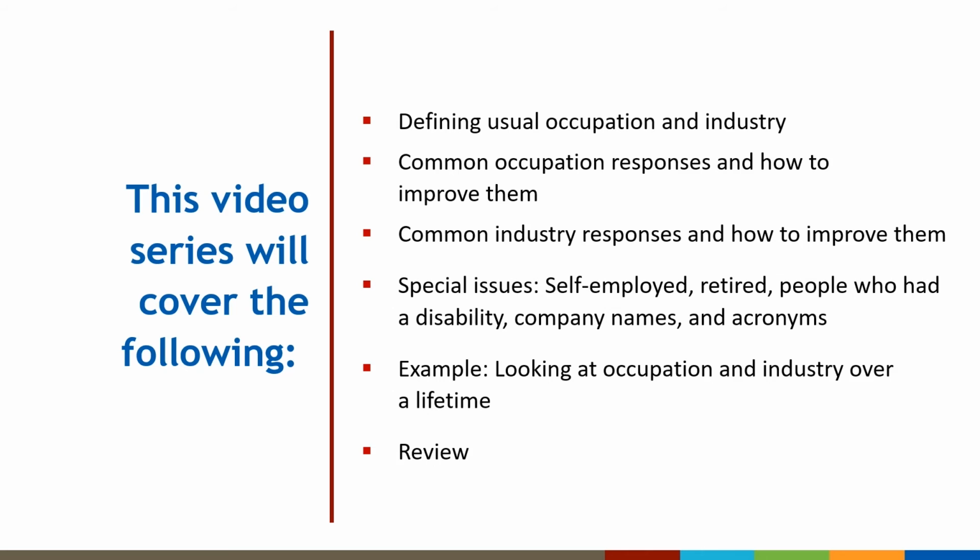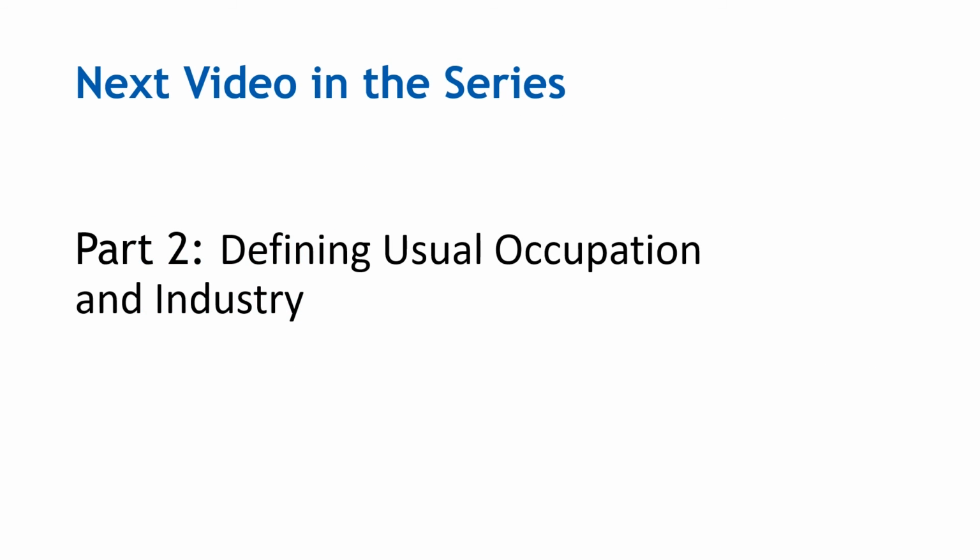And lastly, we step you through an example that examines occupation and industry over a lifetime and provide a brief review. Next, we recommend you view Part 2 in the series, which explains usual occupation and industry and why both are important on death certificates.